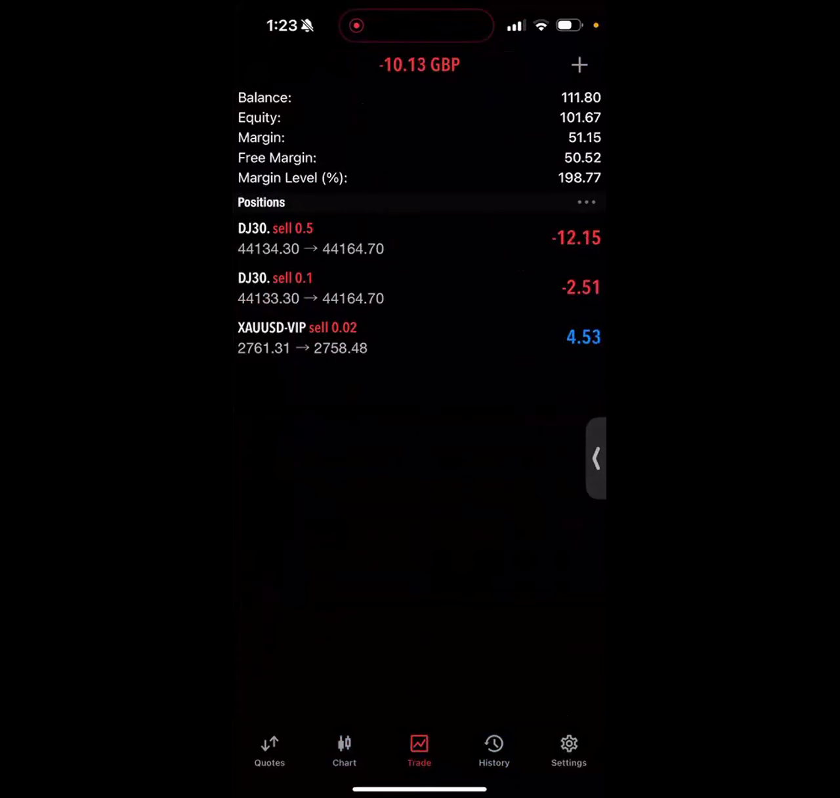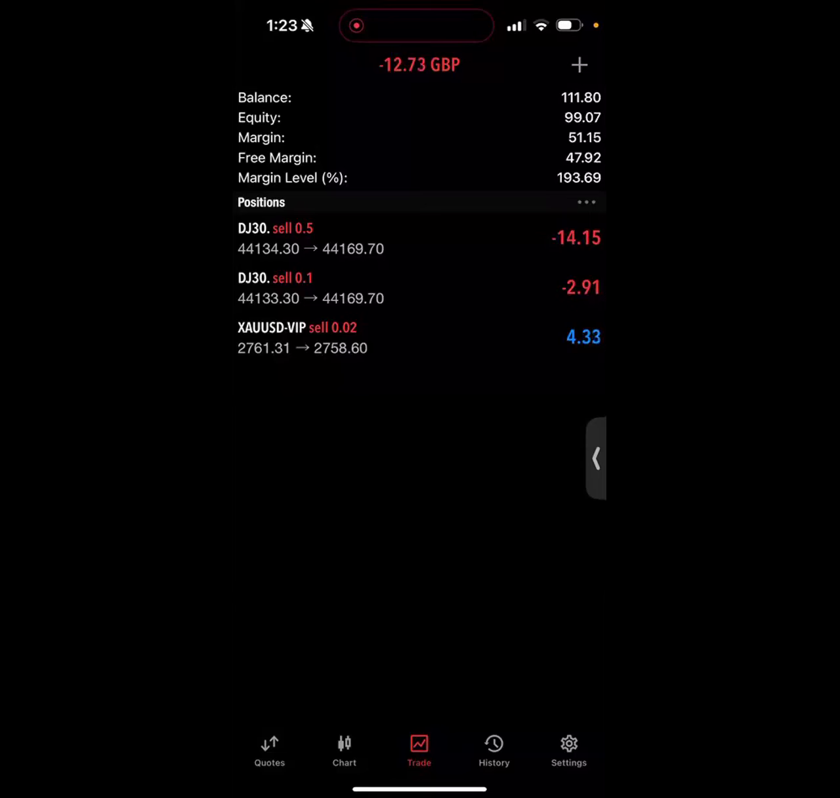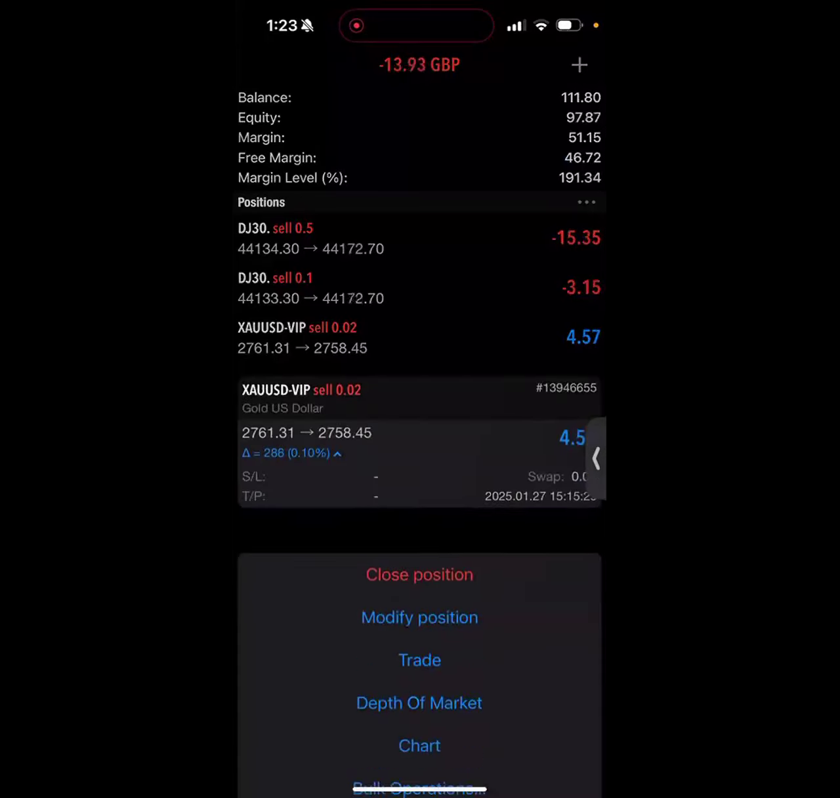How do you know your entry? Can you see this number below the XAUUSD? The first one that is not moving. Can somebody type out what the number is in the chat? Or someone can say it. 2761.31? 2761, sorry. Good. So that's our entry. And you simply move your SL to that.